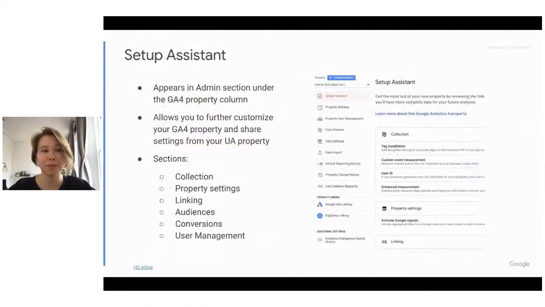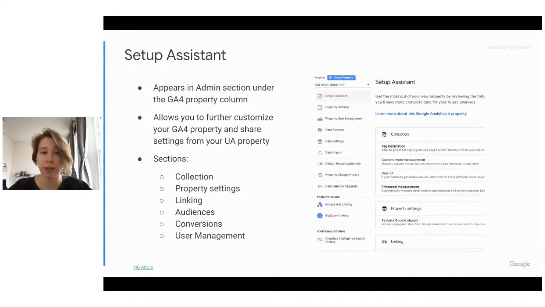Let's go to the next slide. Another useful thing, once you create your GA4 property, is the setup assistant. This is a feature that will appear on the property column in the admin section. It will allow you to further customize and modify your GA4 property and also share some settings from your Universal Analytics property. In terms of sections, you will have a collection section, anything around data collection, things like tag installation, custom events management, enhanced measurement, and the user ID feature.